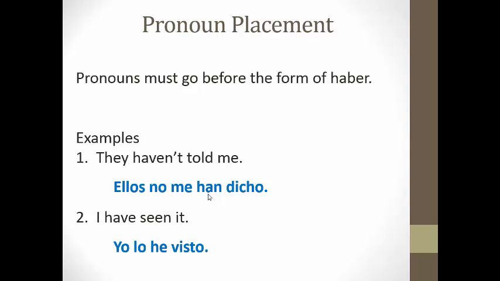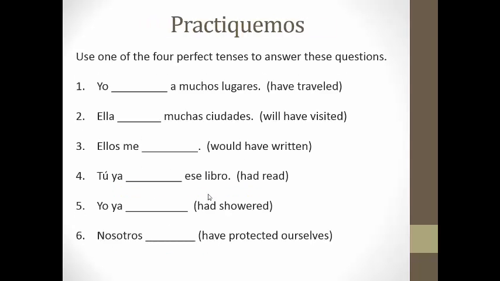Okay, we've got a few practice problems and then we're all done with our flipped video. Okay, practiquemos. Use one of the four perfect tenses to answer these questions. We'll do the first one together. I have traveled to many places. Okay, the verb to travel is viajar. You can tell by parentheses here we're using the present perfect. So the answer would be he viajado.